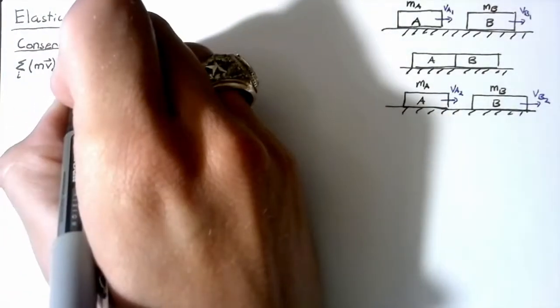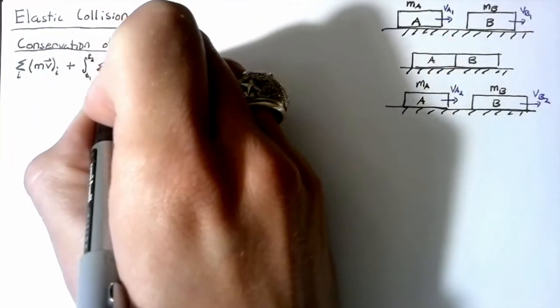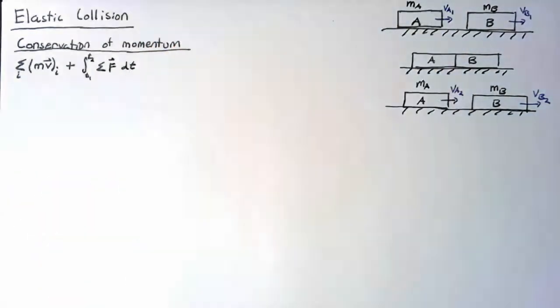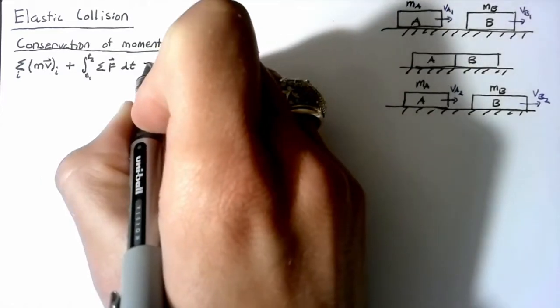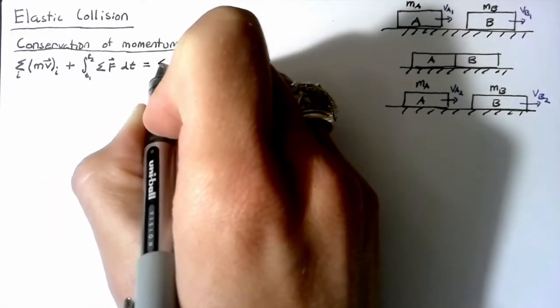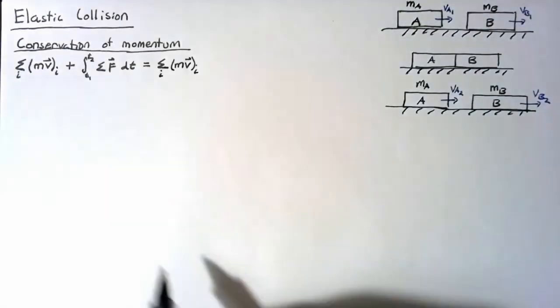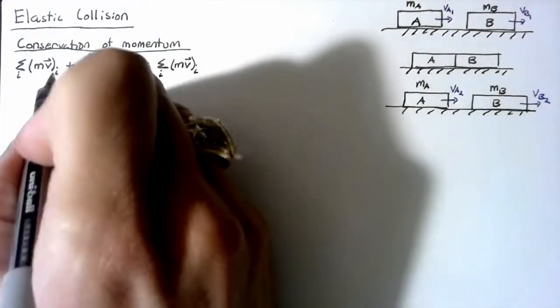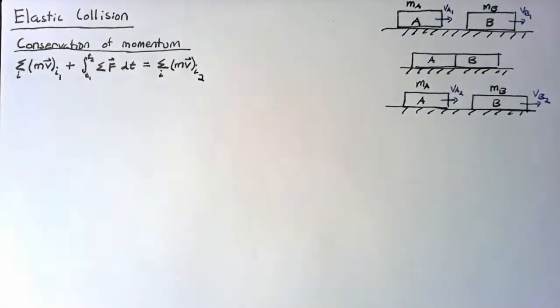And again, we're going to integrate from time 1 to time 2 of all of our forces. And you could write this sum either on the outside or on the inside, it doesn't matter. And this is going to be equal to all of our momentums at time 2. So I also need to specify that all of these momentums are at time 1, so I need an additional subscript, and these are all at time 2.